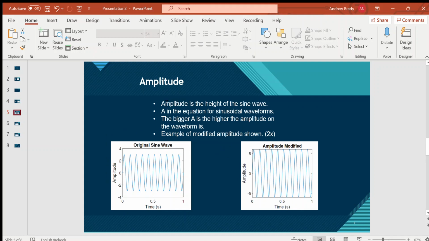The amplitude is the height of the sine wave. It's A in the equation for sinusoidal waveforms. The bigger A is, the higher the amplitude on the waveform is. And this is an example of a modified amplitude shown below. So the amplitude here will be 3, and here it's doubled to be 6.